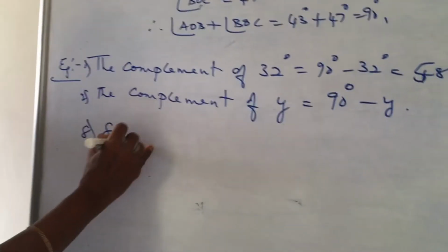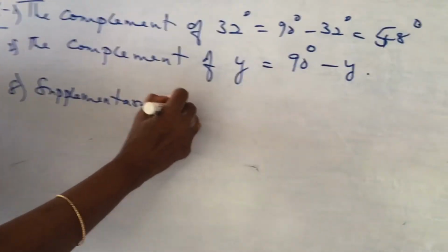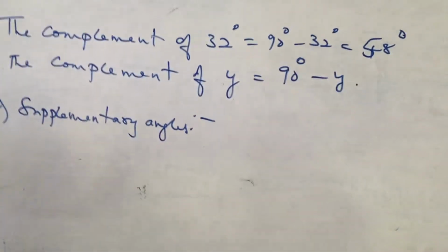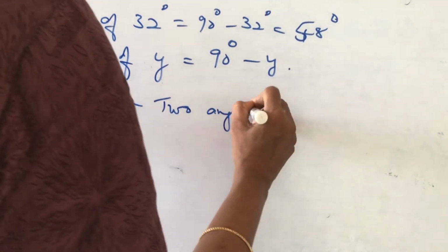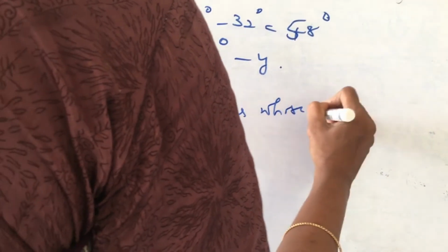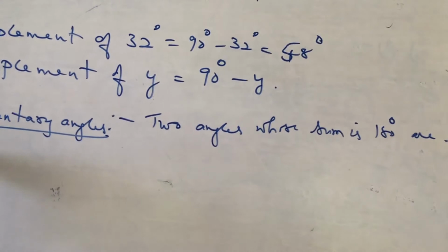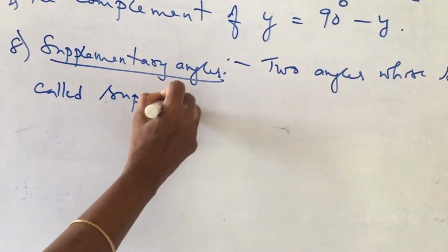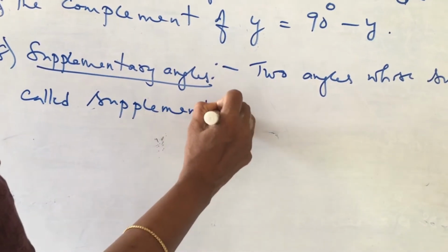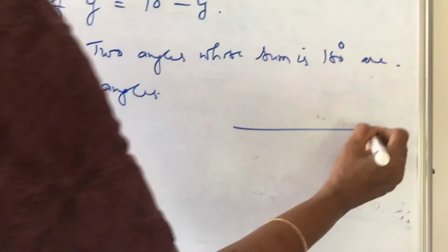Supplementary angles. Two angles whose sum is how much? 180 degrees are called what? Supplementary angles. Two angles whose sum is 180 degrees are called supplementary angles.